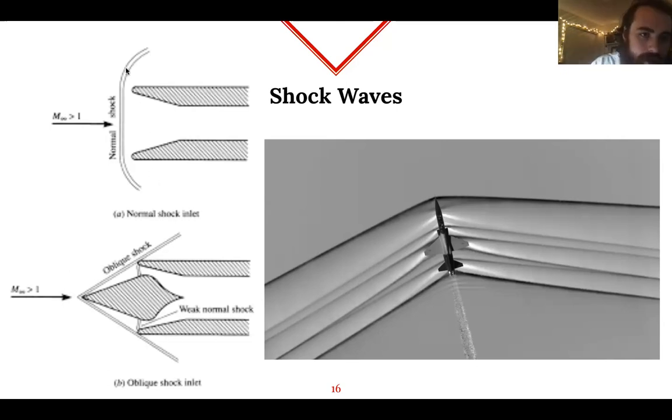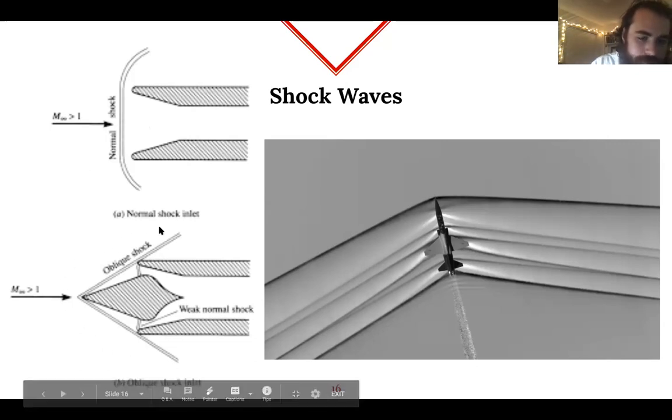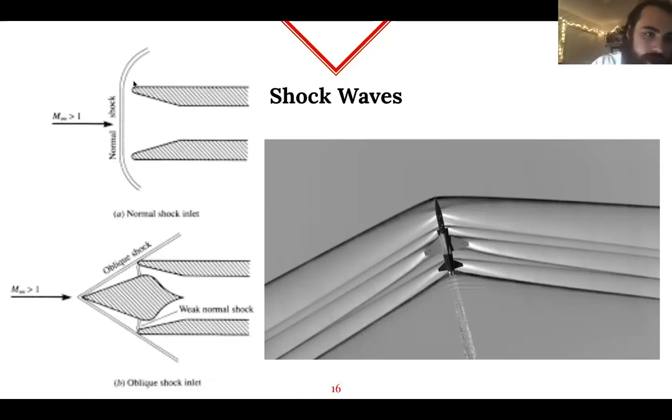A bow shock is kind of what you're looking at right here, except if this was blunt, it would be a very similar thing, but it'd be bowed out instead. And then you have a normal shock, which is going to happen when your Mach number reaches or is greater than 1. So your Mach number becomes greater than 1, it's going to bow shock, and then it's going to normal shock, and then it's going to continue doing that all the way down.